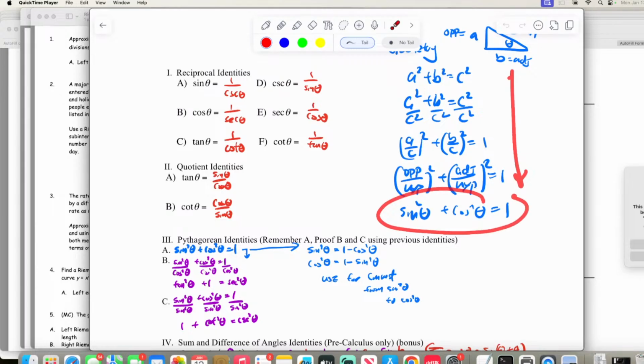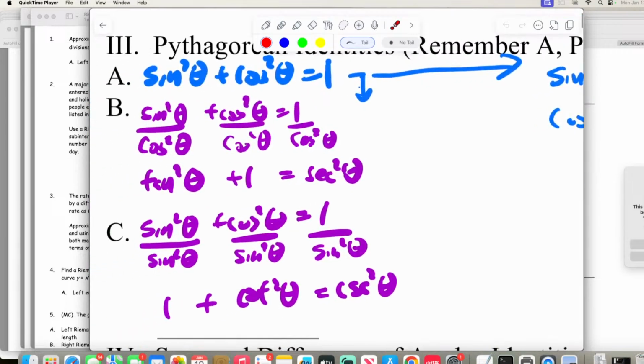Sine squared plus cosine squared equals 1. So you can just memorize that, or you can actually prove it from geometry. For me, proving is not hard, but the other two are a little bit harder because you're going to divide everything by cosine. If you divide everything by cosine, sine over cosine is tangent, cosine over cosine is 1, 1 over cosine is secant. So something that we know how to do.